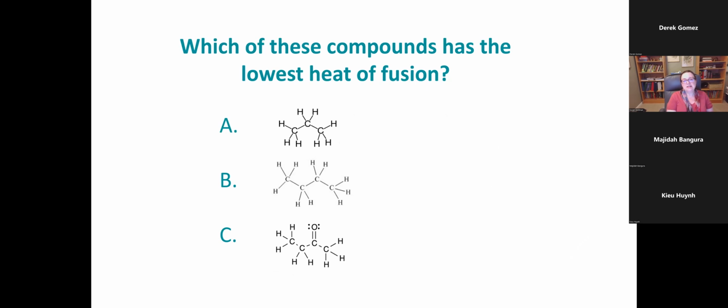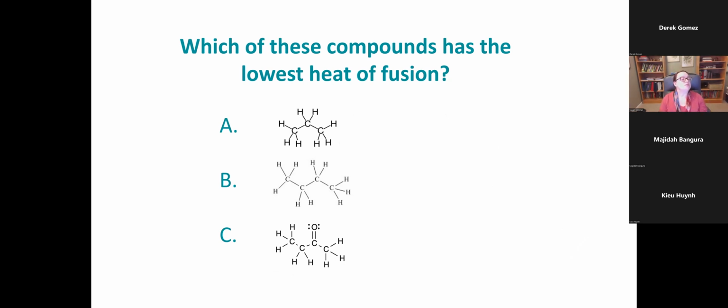All right. Which of these compounds has the lowest heat of fusion? So maybe on the test, we're underlining some keywords like lowest, right? What does that mean to have a low heat of fusion? That means we have low intermolecular forces.